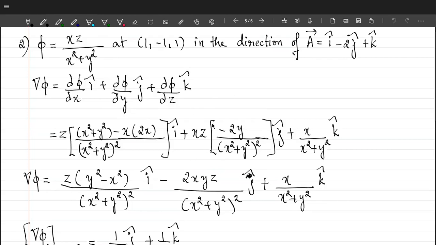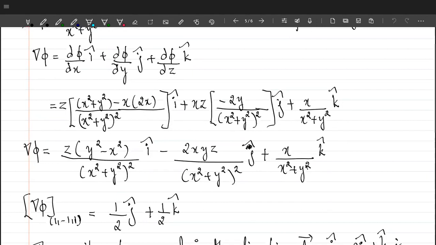So please note this step. When you differentiate φ with respect to y, xz is a constant, write it here. Differentiate 1/(x² + y²). So you get 2y/(x² + y²)², of course with the negative sign. Then you differentiate φ with respect to z partially. In that case, x/(x² + y²) is a constant because you are differentiating with respect to only z now, and the differentiation of z with respect to z is 1.